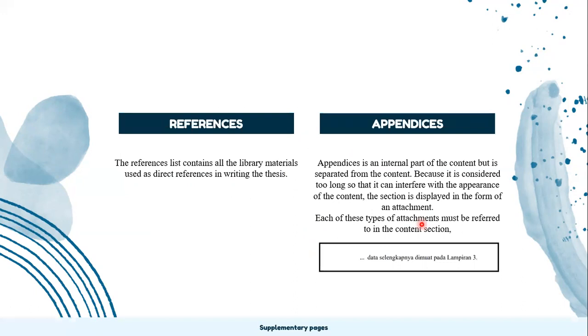In the supplementary pages, there are two main parts. The first is references. The references list contains all the library materials used as direct references in writing the thesis. Appendices are an internal part of the content, but they are separated from the content because they are considered too long and could interfere with the appearance of the content. The section is displayed in the form of an attachment. Each of these types of attachments must be referred to in the content section, like the following example.